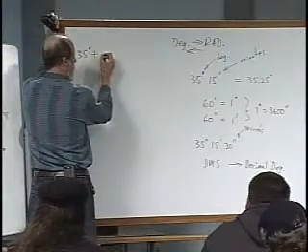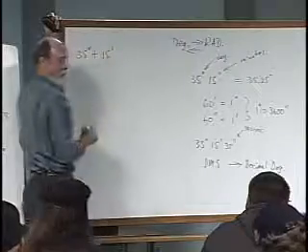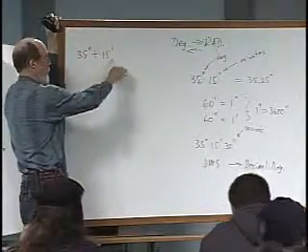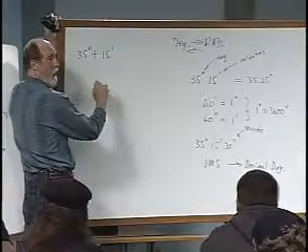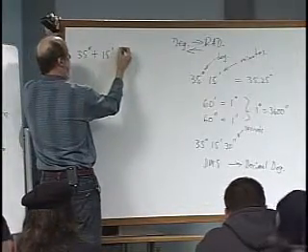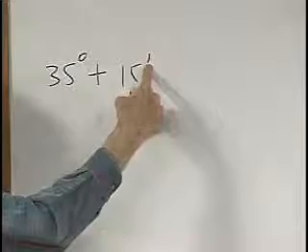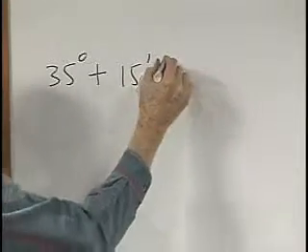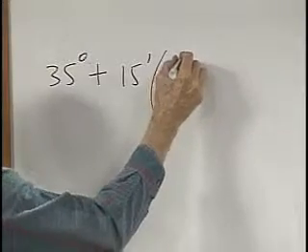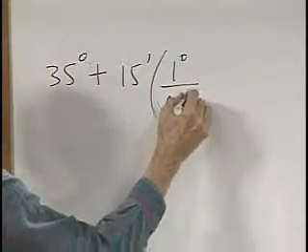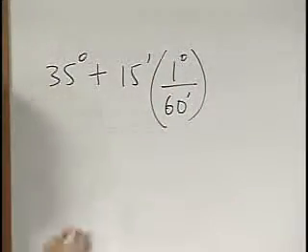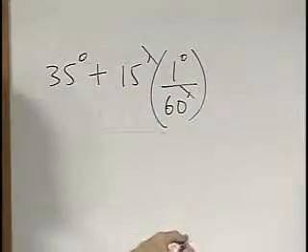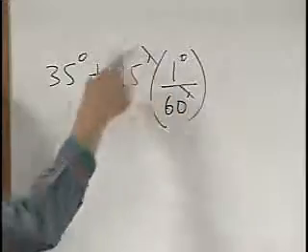35 degrees plus 15 minutes. Make it an addition problem. I'm not done yet. Obviously, I don't have the seconds on here yet. Now, I want to convert the minutes, 15 minutes, into degrees. So I tag on a conversion factor: 1 degree is equivalent to 60 minutes. You can see that the minute units reduce out, and we're left with 1/4 of a degree there, aren't we?